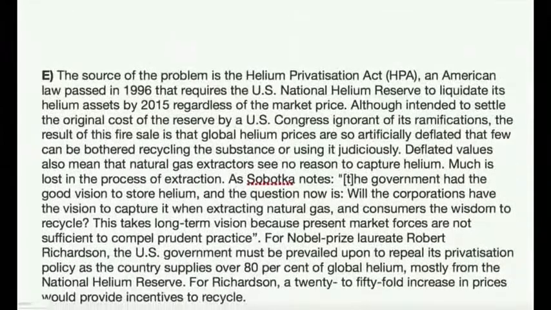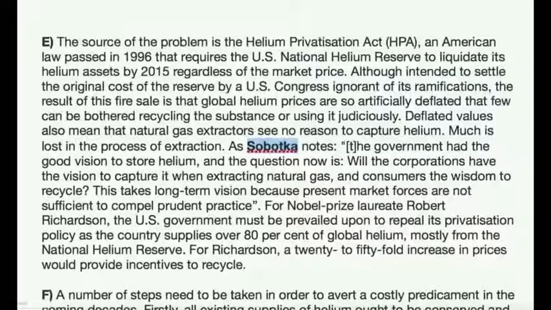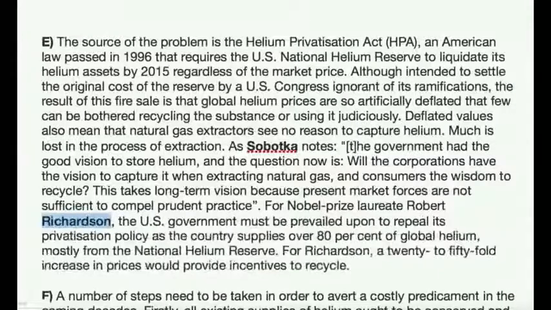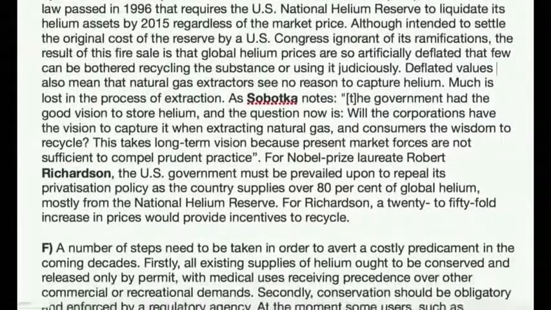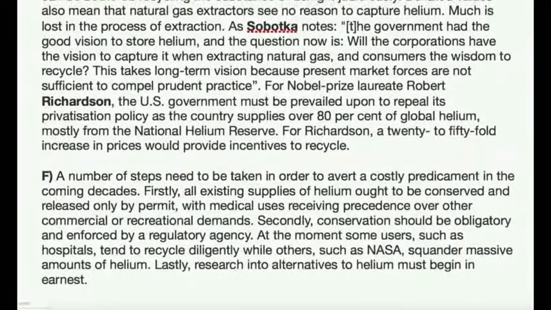If we look at paragraph E we get to here. So we can see again, we've got the name Sobotka here. Let's keep looking through. Can we see Richardson? Yeah, we also have the name Richardson here. We'll look at paragraph F, which is the last paragraph. There isn't anything there.